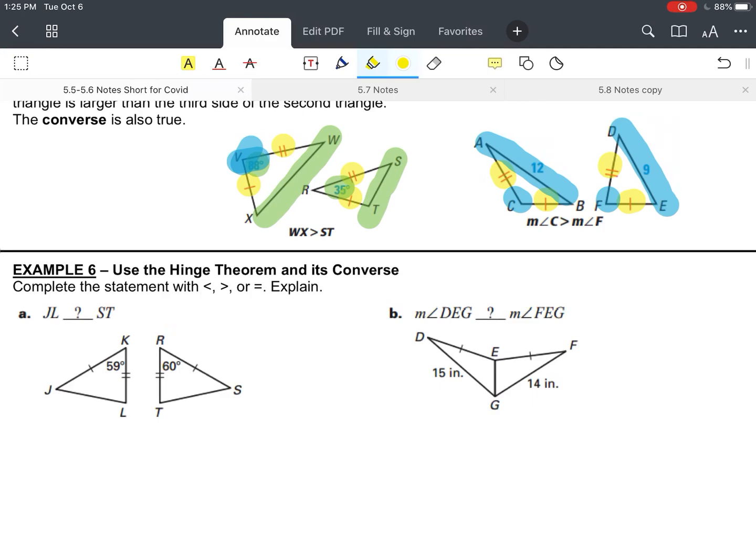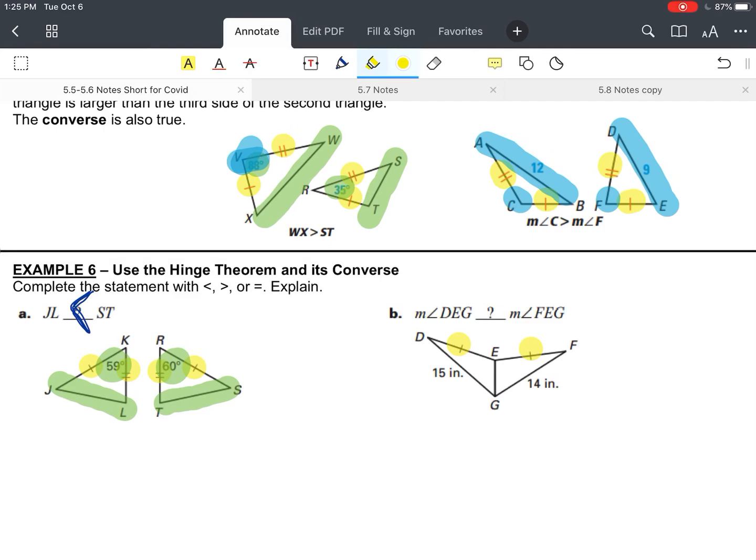So in example 6, letter A, again, just double check that you have your two sets of congruent sides. I do. JK is congruent to RS, KL is congruent to RT. They gave me angles and they want me to compare the sides. Well, angle K is 59, angle R is 60. So the side opposite 59, JL, I would expect to be less than the side opposite 60, which is ST. So I'm going to draw my inequality toward S opening to ST, because ST is the bigger side. And remember, if you think of it as an alligator, it's eating the bigger thing. So ST is going to be bigger than JL.